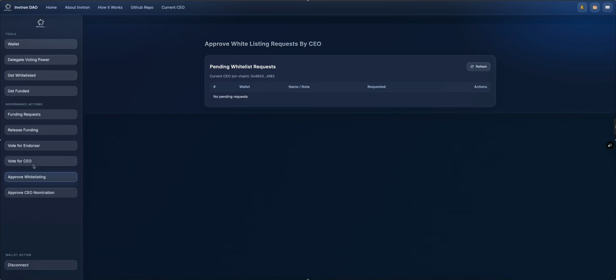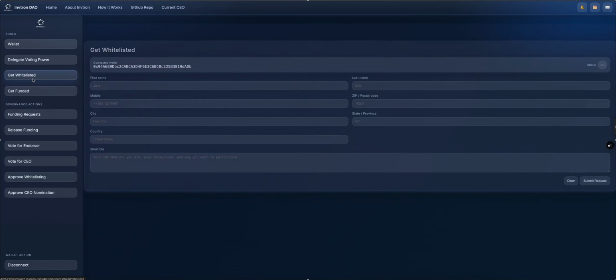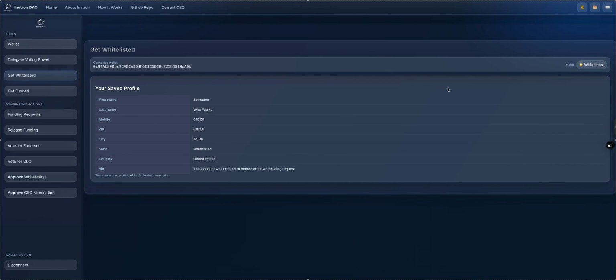Okay, now if we go back to whitelisted, as you can see now, I don't have the option anymore to whitelist myself because I can see in my profile that I am whitelisted. Someone who wants to be whitelisted. This account was created to demonstrate whitelisting request. Okay, is this clear? I think so.